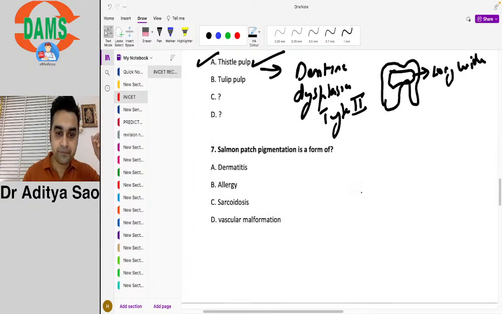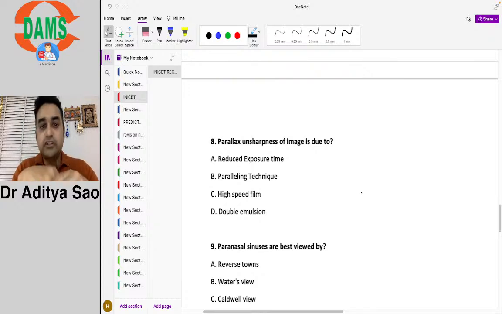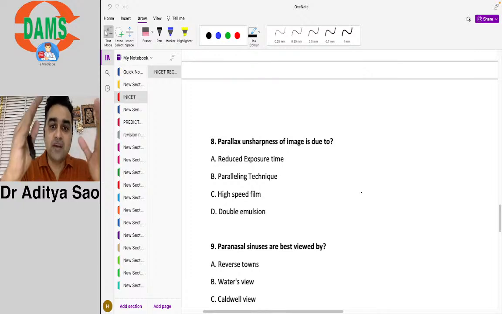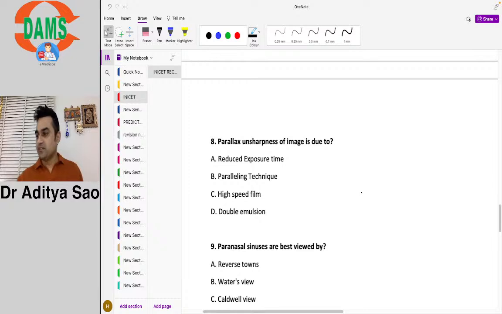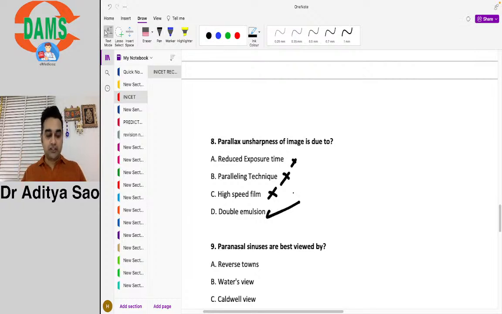Okay, next. Parallax unsharpness of image is due to... Now they have given you options: reduced exposure time, no. Paralleling technique, no. Parallax means paralleling technique, no. High speed film, no. The correct answer is double emulsion.